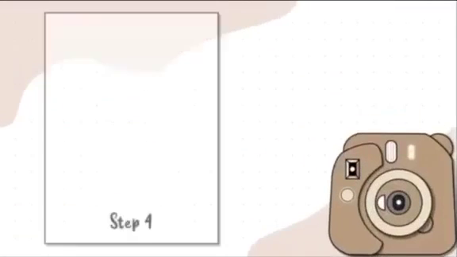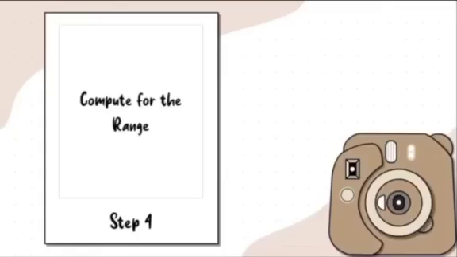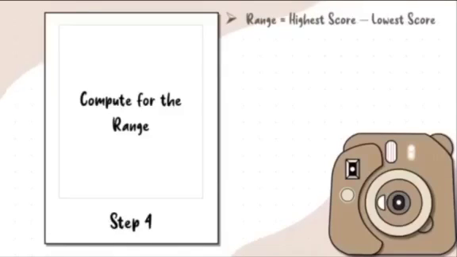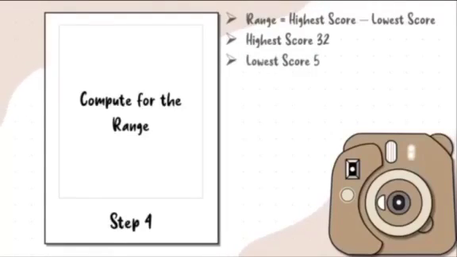Step 4, we compute for the range. So, range is equal to highest score minus lowest score. For the highest score, we have 32 and the lowest score is 5. So, the range is equal to 32 minus 5 is equal to 27. So, the range is 27.